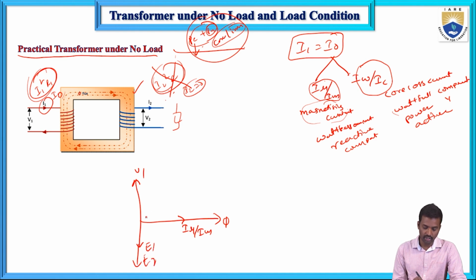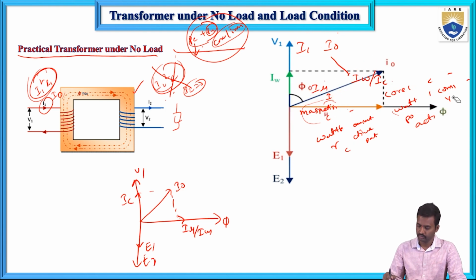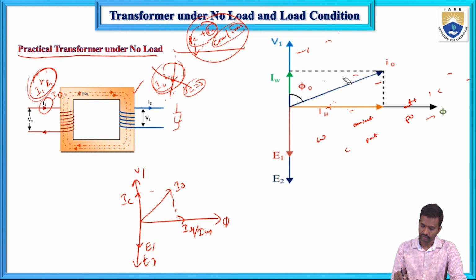Now here this I0 is divided into two parts. So this is IC and IW. Now if you draw the graph here, see this diagram. Here this is the no load component of current. This is the no load power factor cos phi, IW or IC, and this I mu, and this one E1 and E2.